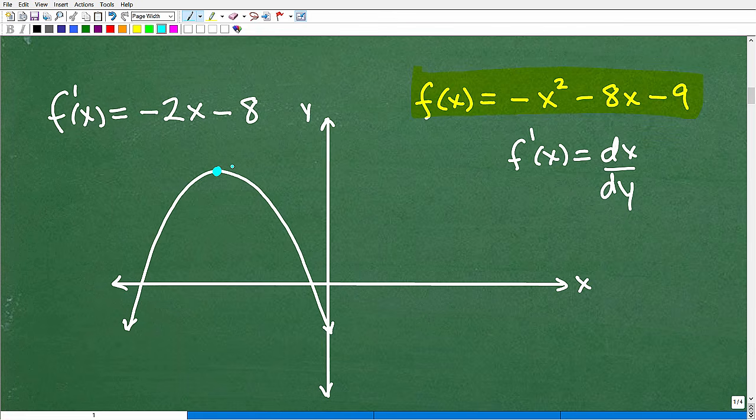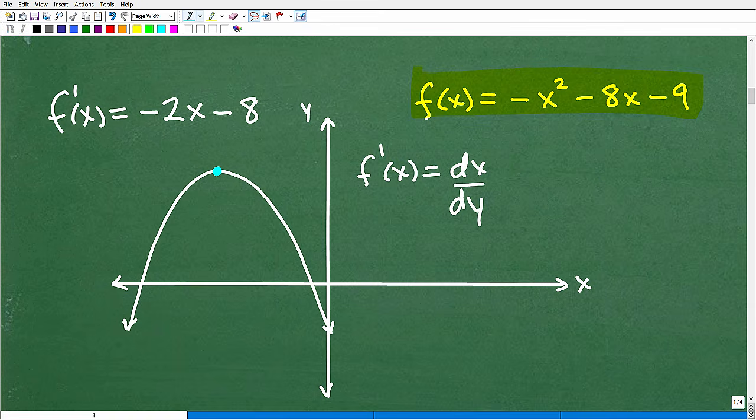Now, that's also known as the vertex. We want to find this maximum point. Okay, where does this thing max out? Now, as I indicated, we're going to use this concept here called the derivative. And this is the notation. We want to find the first derivative of this function. Okay, so this is the notation again, dx dy.